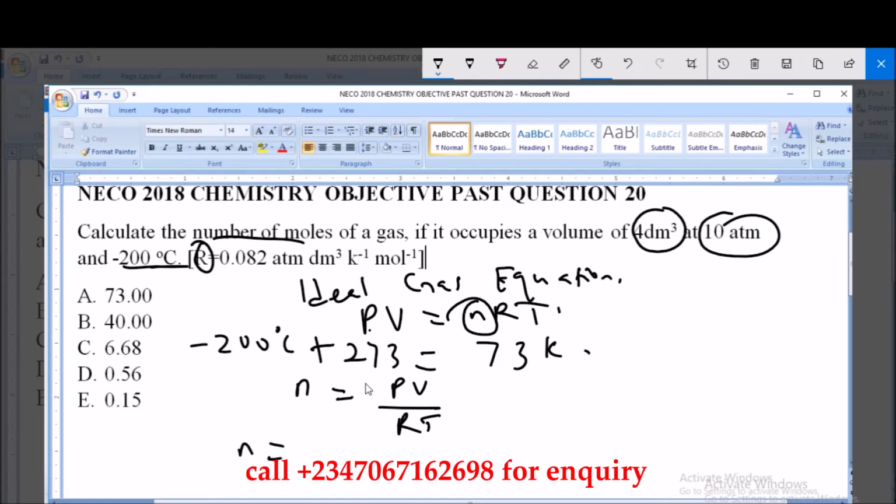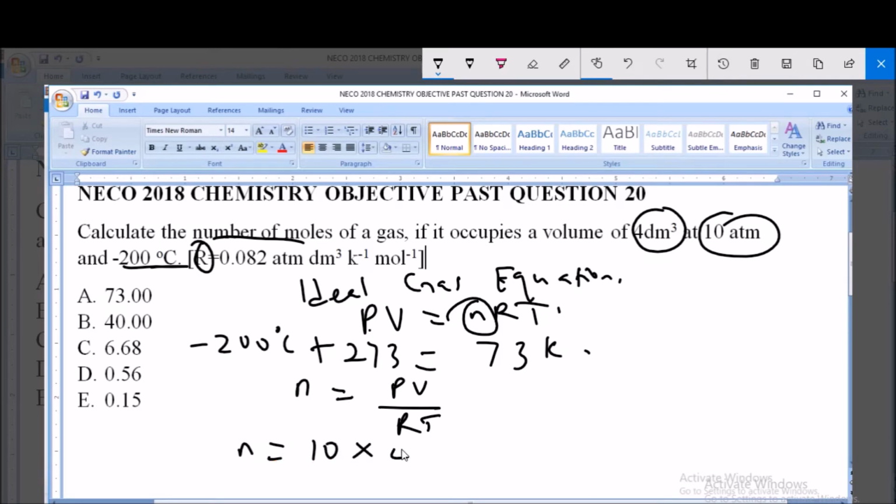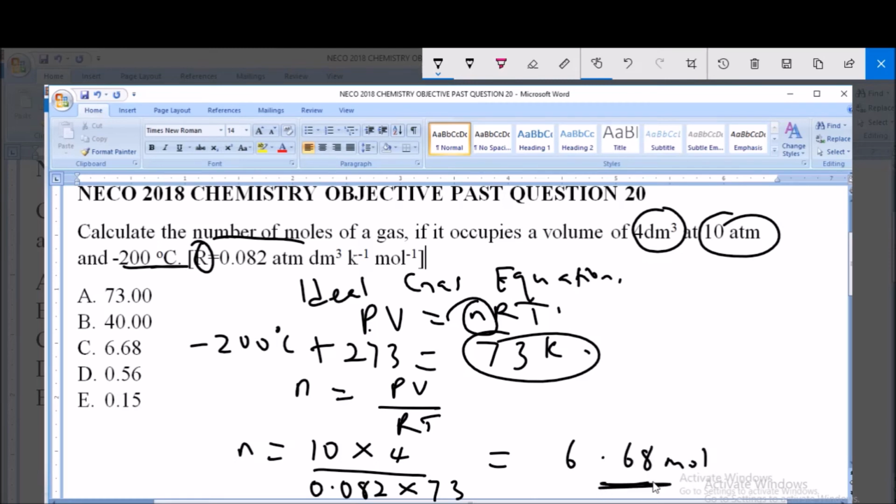So n is equal to, substituting each value now, P, the pressure, is 10 atm times V, the volume, 4 dm³, over R, our constant, 0.082, times T, our temperature in Kelvin, 73 Kelvin. This is equal to 6.68 moles. So the number of moles is 6.68 moles. 6.68 is option C, which is the correct answer to this question.